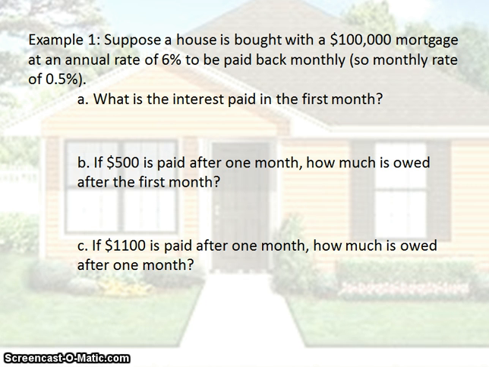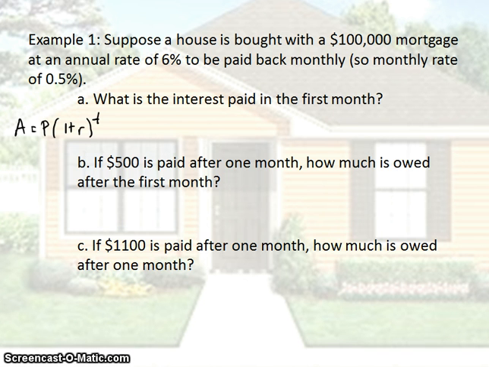So in the first example, we consider a house with a $100,000 mortgage with an annual rate of 6%. We're going to base our work today on a monthly rate. Our equations are going to use monthly information because it's paid back monthly. We're going to use the formula we used before: the final amount A is equal to the principal times 1 plus the rate, raised to the time.